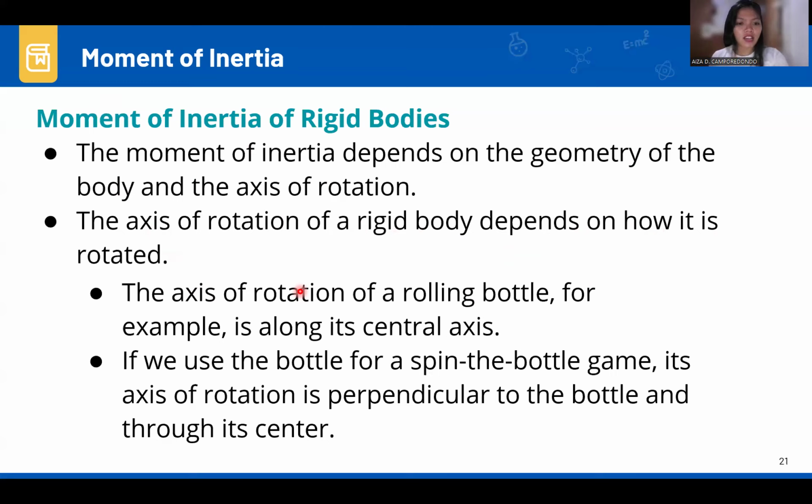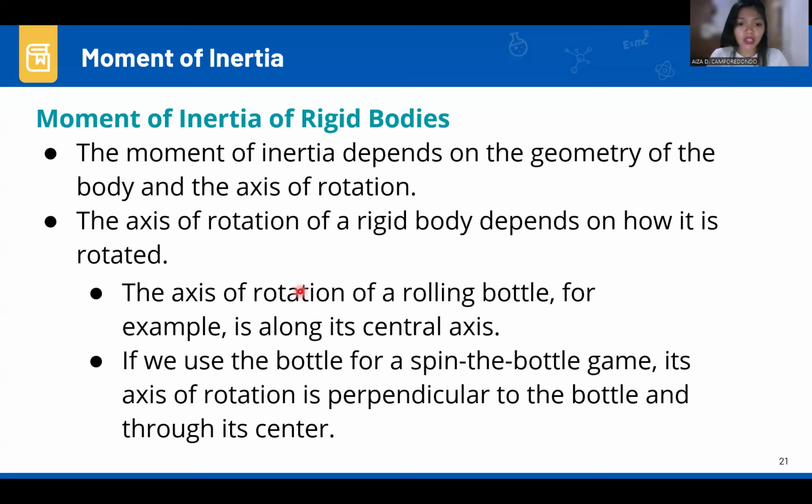So right here, the axis of rotation of a rolling bottle. If you imagine that this bottle is rolling, we can conclude that the axis of rotation is along its central axis. The axis of rotation is along the central axis of this bottle.